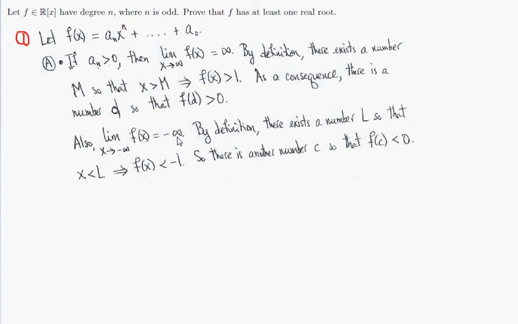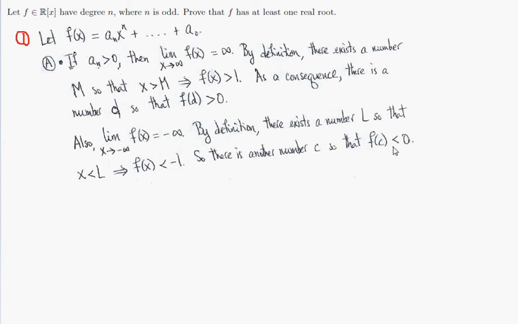And I believe that's discussed in a previous review problem. So there's got to be some other number, capital L, such that if x is less than L, then f of x can be less than negative 1. And the number negative 1 is nothing special. The important thing is that if x is less than some value L, then I can make f of x less than negative 1. And so there's got to be some other number c, so that f of c is less than 0.